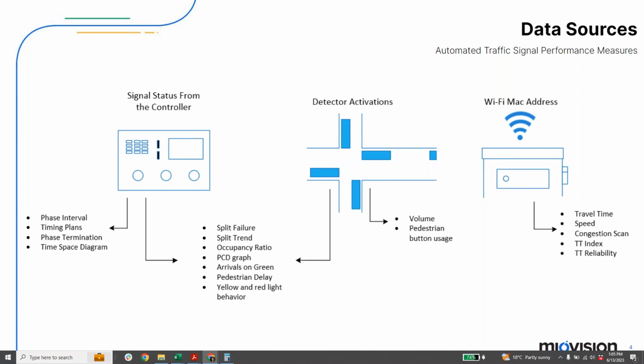They provide us with various data that we can put together to come up with our ATSPMs, which are listed below. The parts that we're going to focus on today are signal status from the controller and detector activations, which in combination can provide us our pedestrian delay metrics and our yellow and red light behavior, which are our safety metrics. We're also going to briefly look at pedestrian button usage. If you have a pedestrian button, we can provide you with some insights on what's going on there. So those are our major data sources.